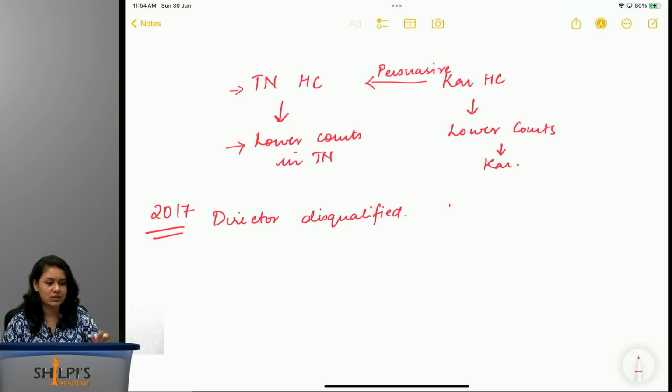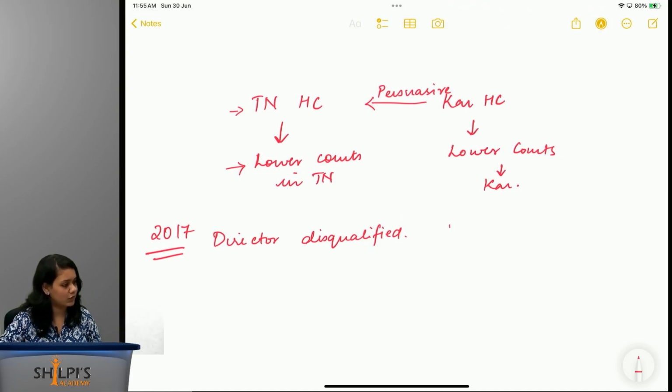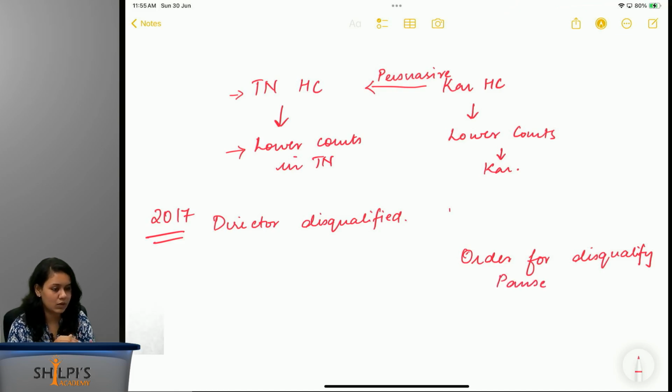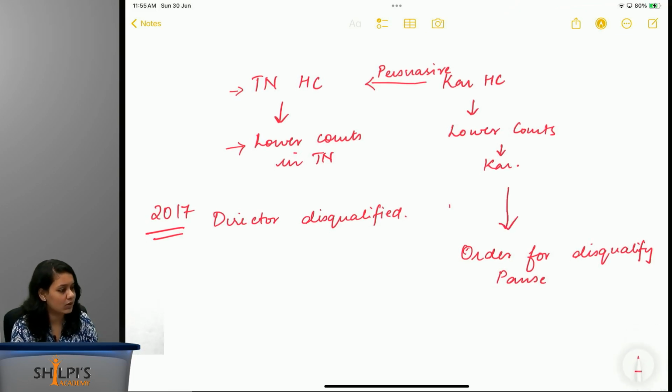Okay. Do directors live only in one state? No, we have many people who are directors across the country. So they started approaching their respective high courts. And to follow the same example of Tamil Nadu and Karnataka High Court, Karnataka High Court came out and they gave a decision stating that, okay, the order for disqualification, pause it for the time being. For the time being, put a pause to it. And they were like, we'll hear all the decisions and then we'll continue. But for the time being, this director is not to be disqualified. Okay. This was given as a decision by the Karnataka High Court.